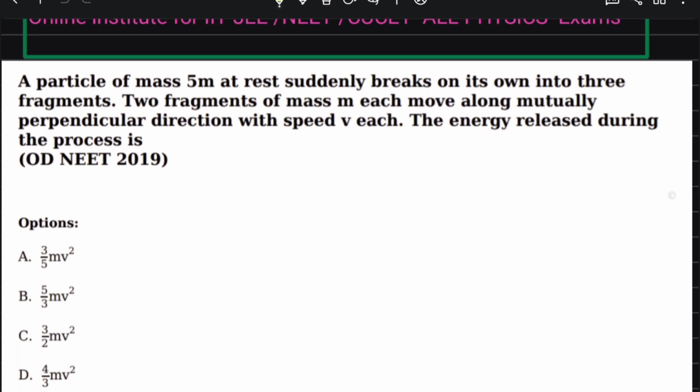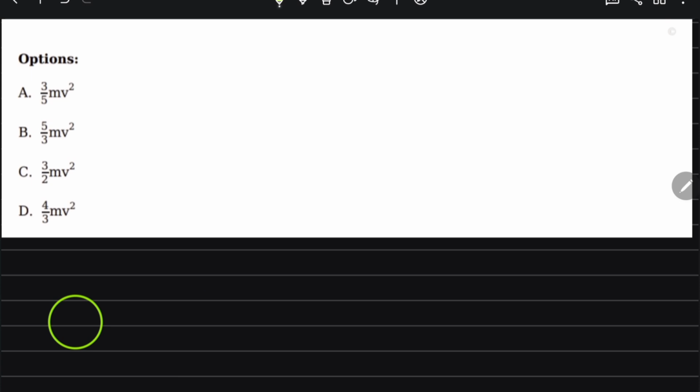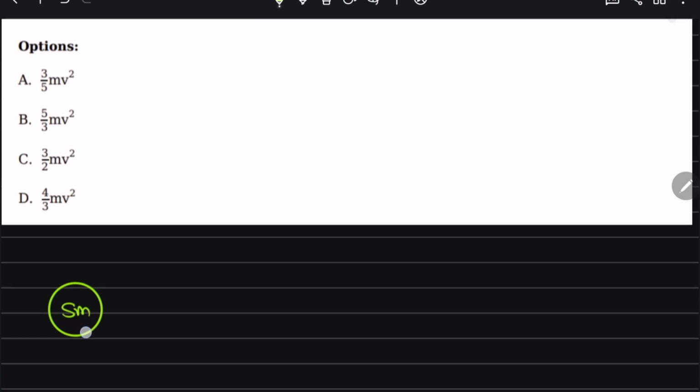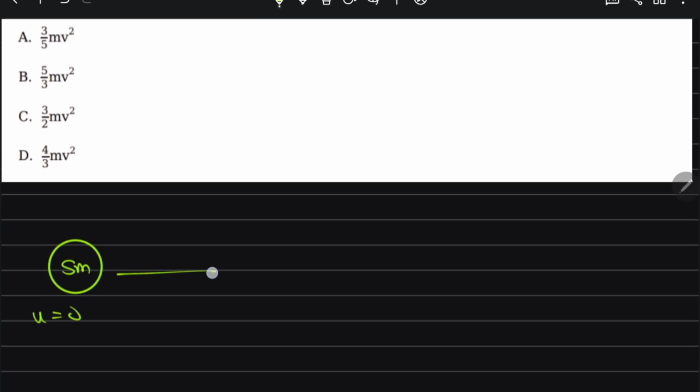A particle of mass 5m at rest suddenly breaks on its own into 3 fragments. 2 fragments, each of mass m, move along mutually perpendicular directions with the speed v. What is the energy released in the process? So in this situation, what is going to happen? There is a particle of mass 5m, initially at rest, and it explodes.